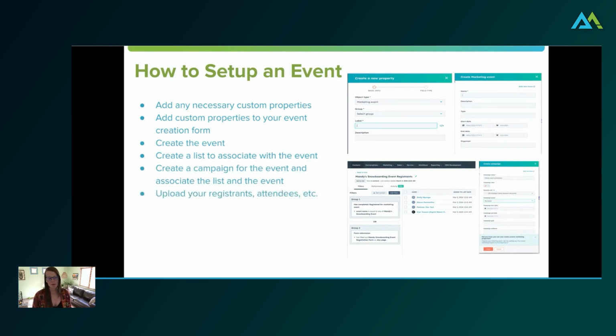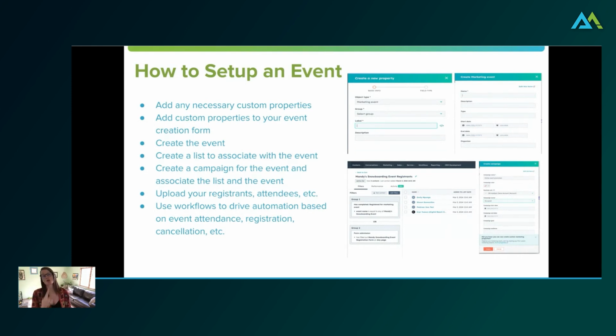And then we upload our registrants and attendees. And then we can use workflows to drive automation. Now, something that I do want to call out is that in workflows, there are no marketing event workflow types, and we cannot access marketing event data inside of workflows right now, but we can access it inside of lists, right? So we can make a list that says, if somebody has attended, add them to this list.